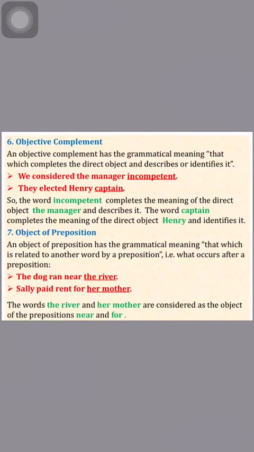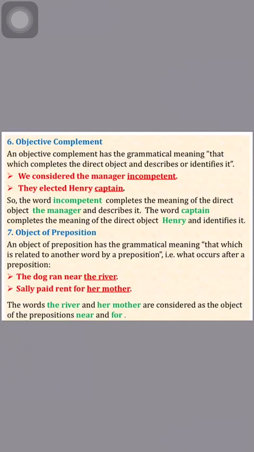The next one, the sixth grammatical meaning relationship, is connected with the objective complement. So the objective complement has the grammatical meaning that which completes the direct object and describes or identifies it, even asserts it. So the objective complement occurs as a complement for the direct object only, in the form of a description or identification.